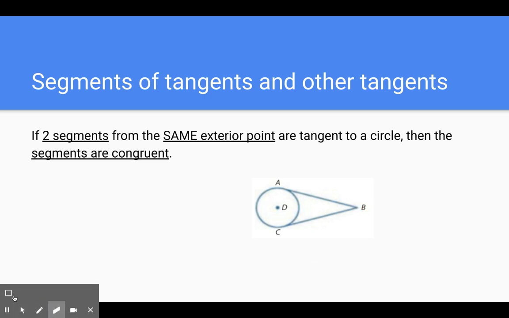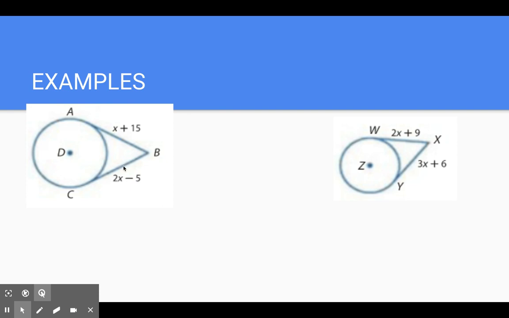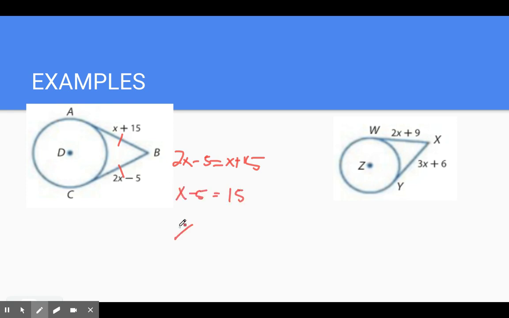All right, so if we look at these examples, we know that these two tangents are congruent to each other, and if we're going to solve for x, that means they're equal to each other. We set it up as 2x minus 5 has to be equal to x plus 15. Subtract x, that leaves us x minus 5 equals 15. Add 5 to both sides, we get x is equal to 20.